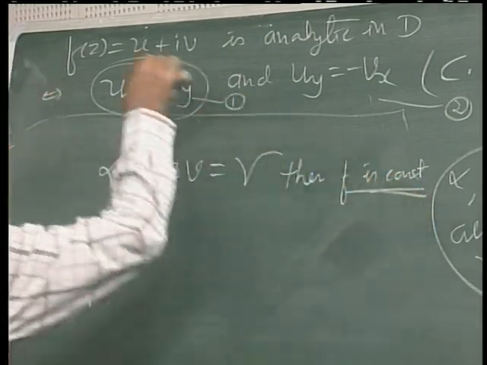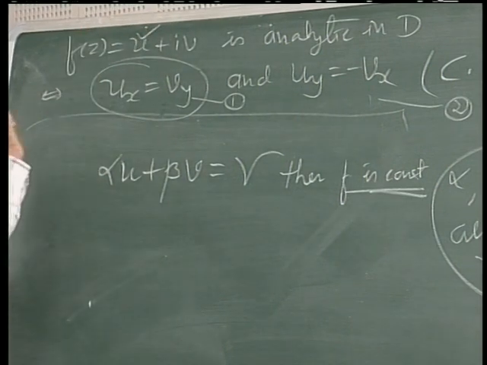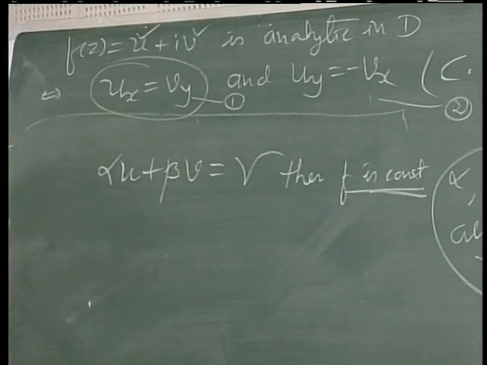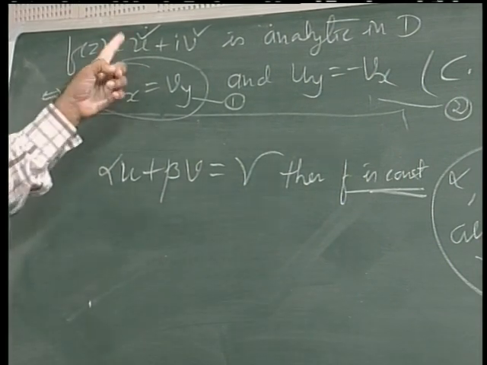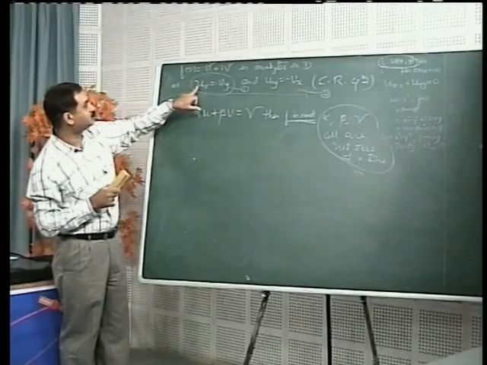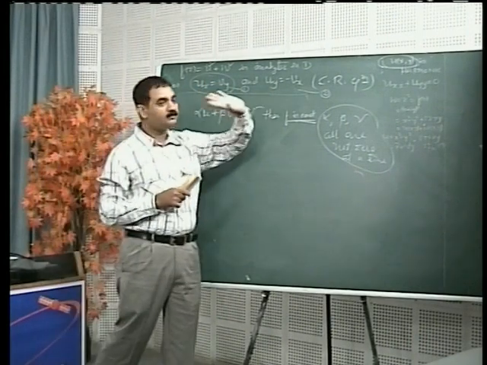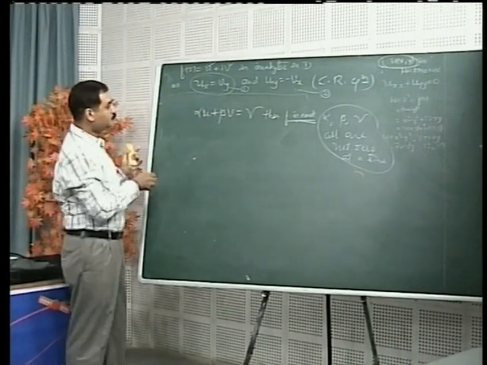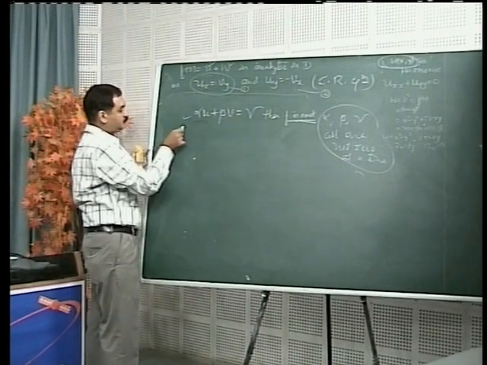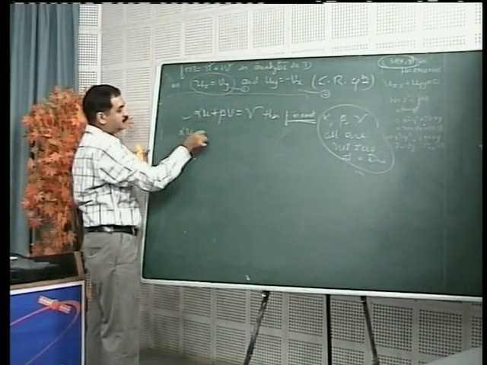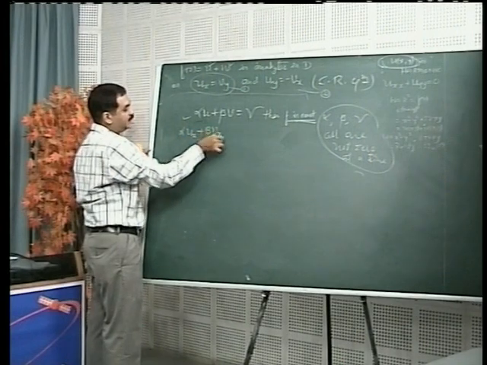To show that f is constant, we need to show that u and v both are constant. We have f(z) equal to u plus iv analytic, so the CR equations: ux equals vy and uy equals minus vx. Now differentiating partially this expression with respect to x, we have alpha ux plus beta vx is gamma.